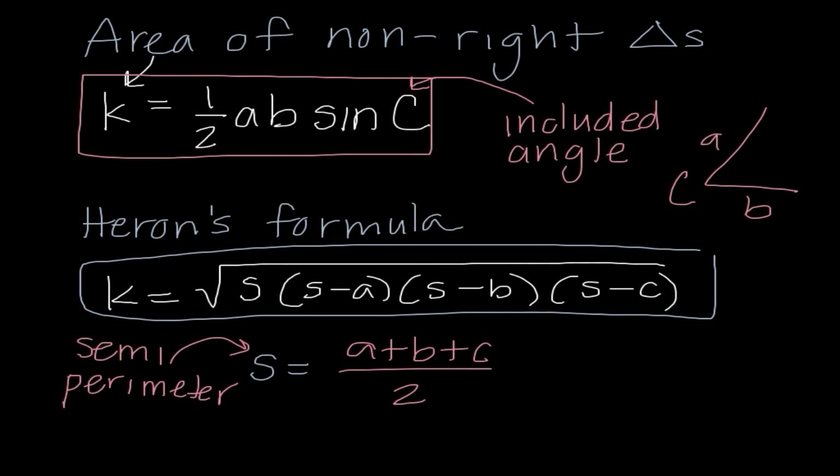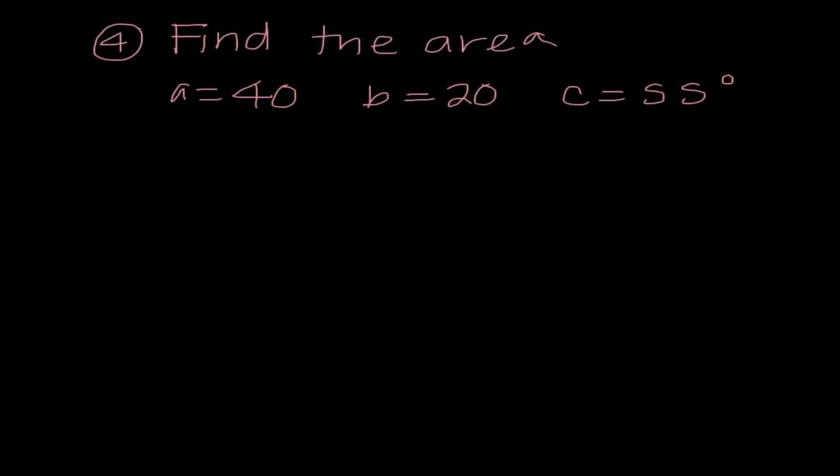So I like using Heron's formula if all three sides are given to us, but if I did not want to memorize this, I know that if I know all three sides, I could use law of cosines to find an included angle, and then I could use this particular area formula. So let's start off with something pretty easy.